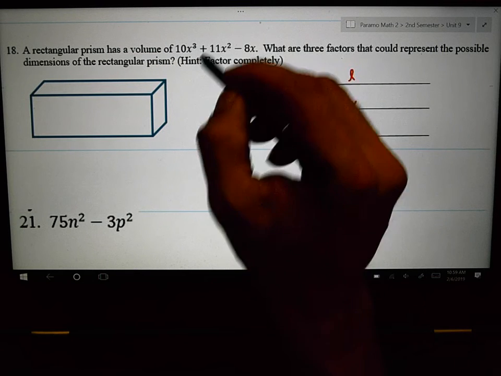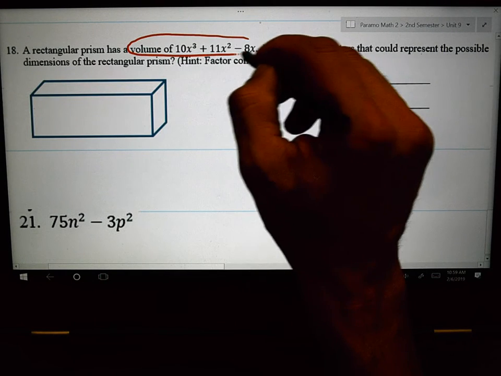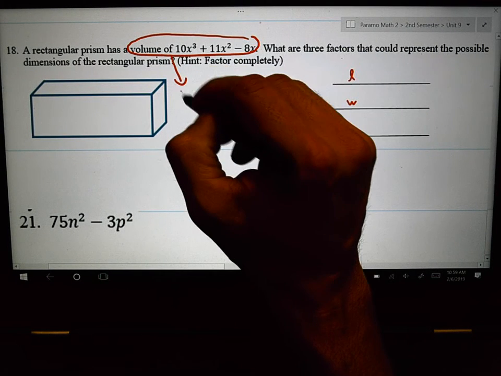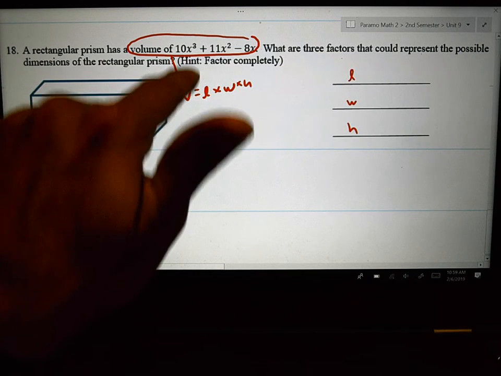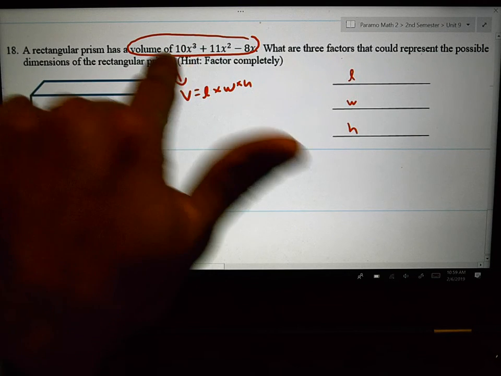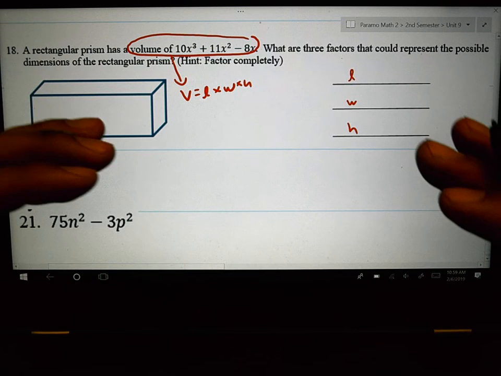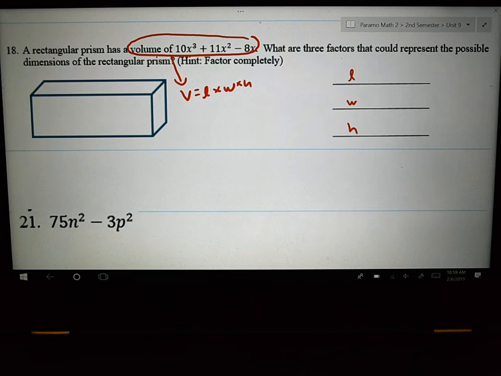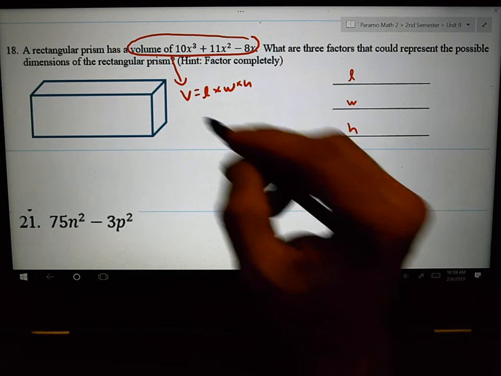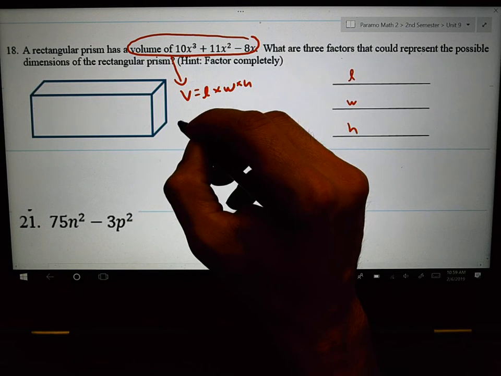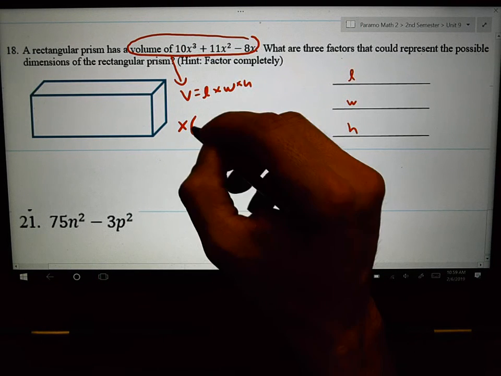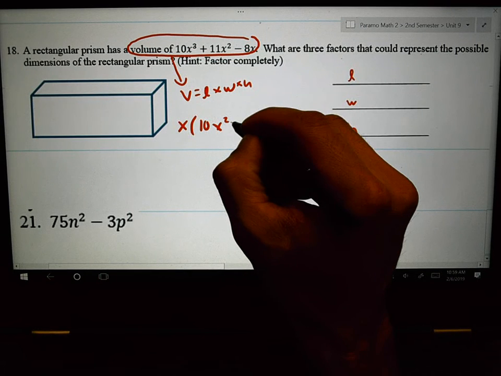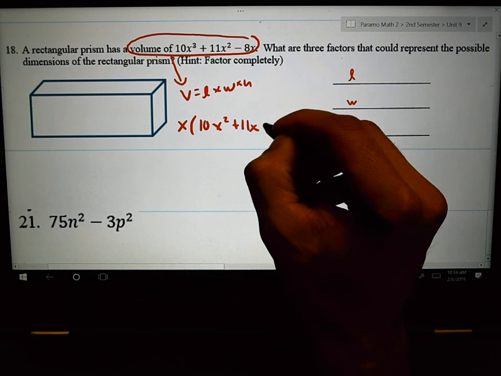So if you know that this is the volume and that the volume is a length times width times height, you basically have to change this from what it is and factor it into pieces that multiply to be it. How do I do that? I'm going to factor out a GCF of an x. Then that would leave 10x squared plus 11x minus 8.